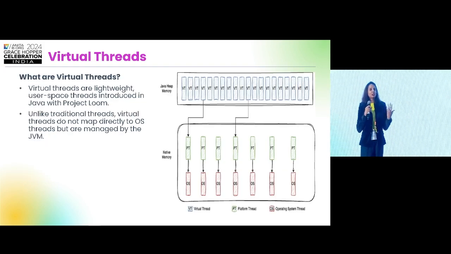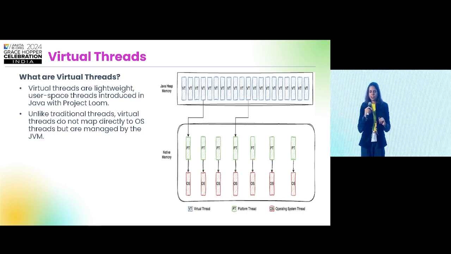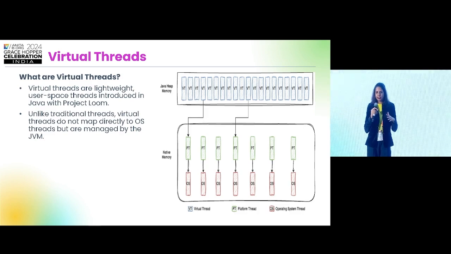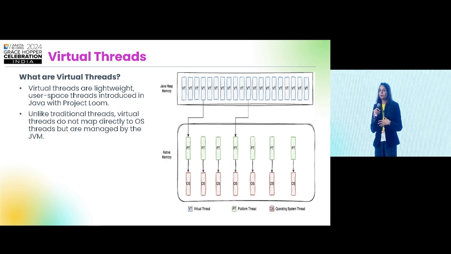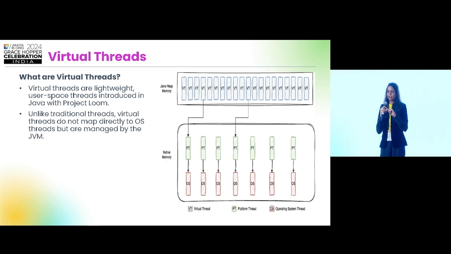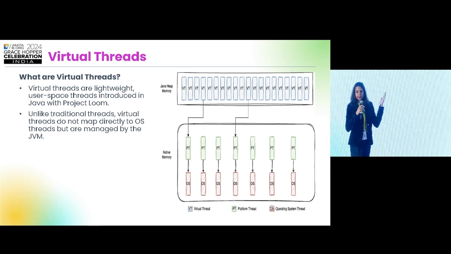Okay, so what's the solution to all these problems? The solution is virtual threads. Virtual threads are lightweight, and as you can see in the diagram itself, they are maintained by the JVM, which helps remove the main bottleneck, which was around memory usage. And one other thing that you can see in the diagram is the mappings.